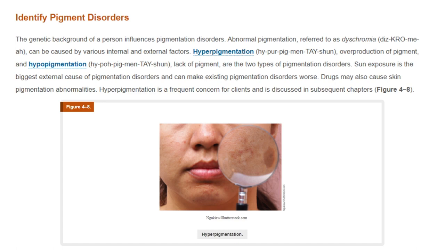Hyperpigmentation, overproduction of pigment, and hypopigmentation, lack of pigment, are the two types of pigmentation disorders. Sun exposure is the biggest external cause of pigmentation disorders and can make existing pigmentation disorders worse. Drugs may also cause skin pigmentation abnormalities. Hyperpigmentation is a frequent concern for clients and is discussed in subsequent chapters, figure 4.8.